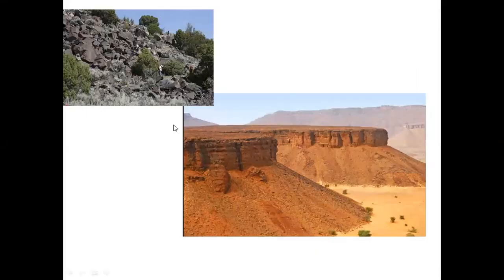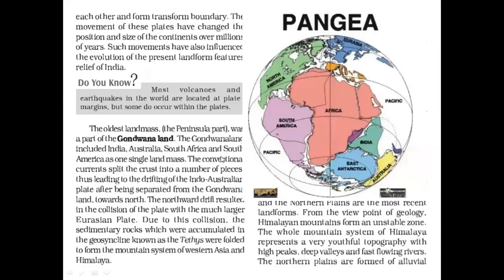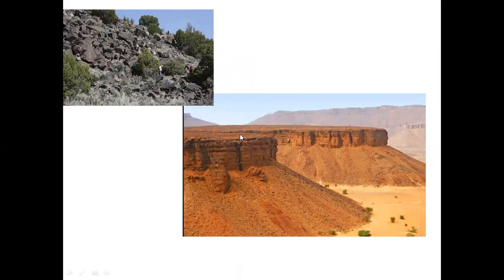This is the rugged mountain. Rugged means rocky mountain or unstable mountain. A plateau is that part which looks like a hill but is flat from the top.